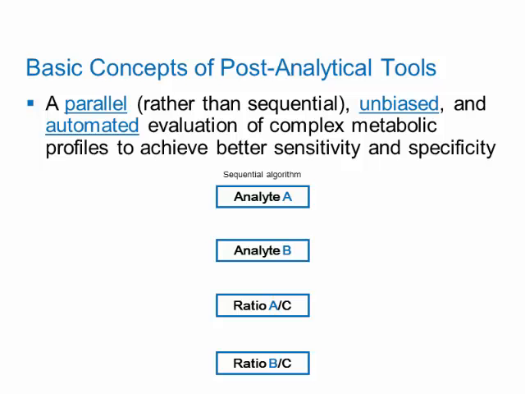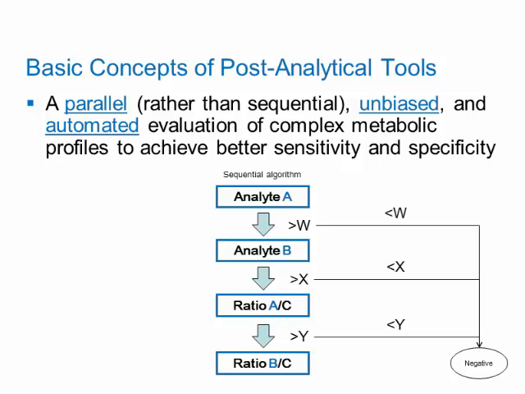In a traditional sequential model, a decision point is set for each marker by a fixed cutoff value, shown here as a generic letter, W, X, and Y. Assuming these cutoffs are above a respective reference range, in other words, they are high markers, if a patient's value is below the cutoff at any of these decision points, the outcome would be a negative result. If all 4 markers are abnormal, only then the test will be interpreted as positive.